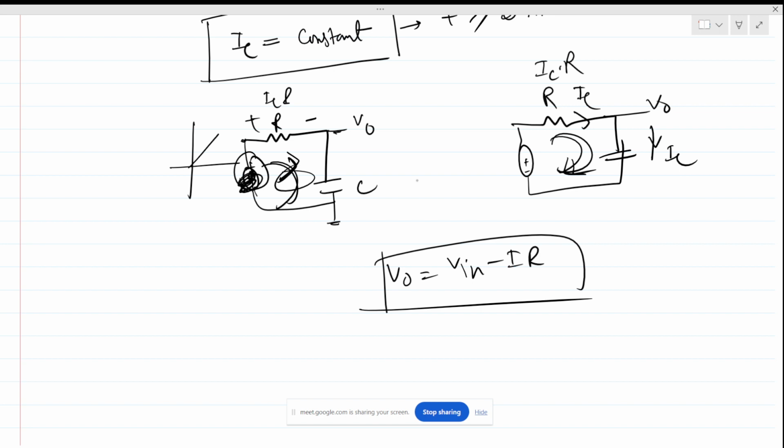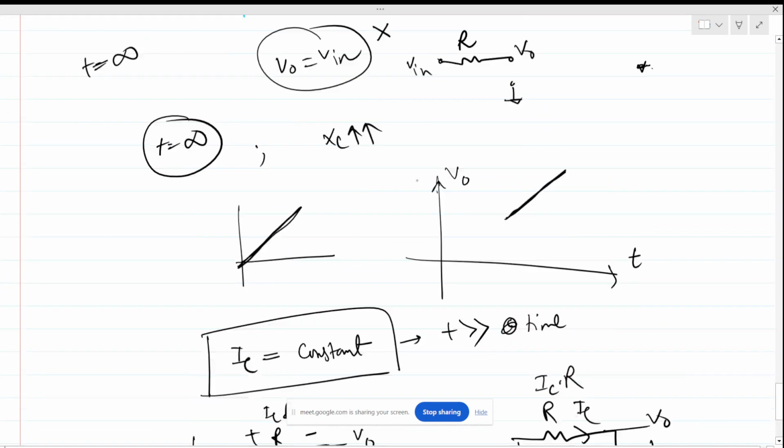Everyone get it? This is V in. So I am writing V in will be nothing but IR plus V out. This is grounded. So V out will be this. So we can see that there will always be a steady state error of this IR drop.